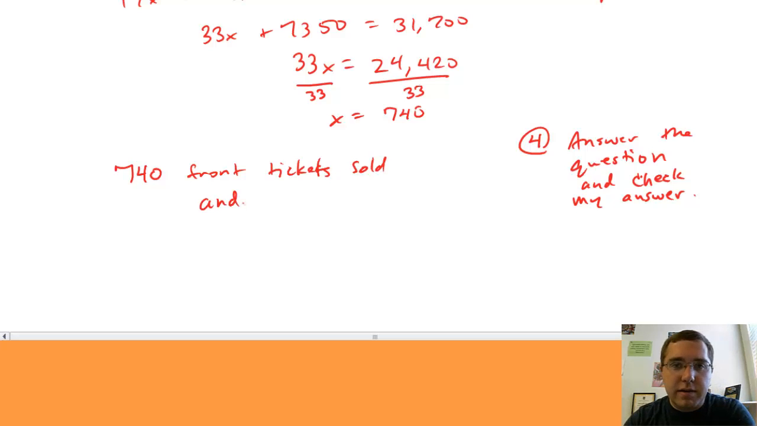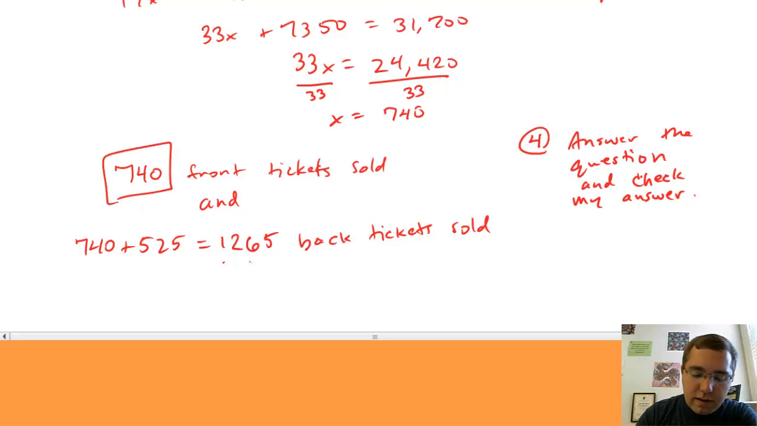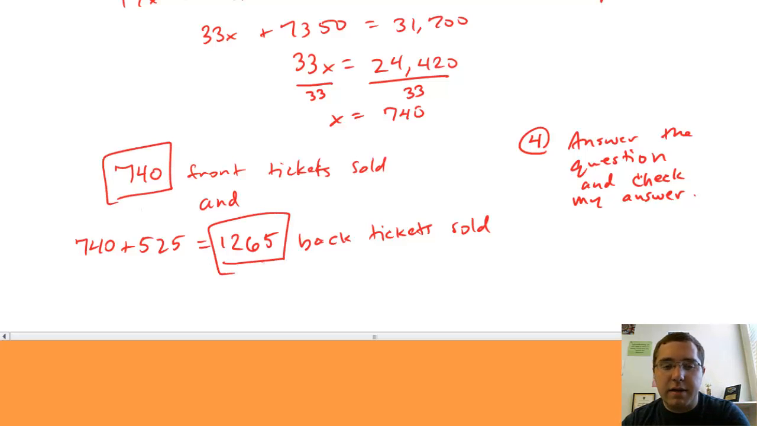and how many back tickets? Well, 740 plus 525, which is 1,265 back tickets sold. 740 front tickets, 1,265 back tickets.